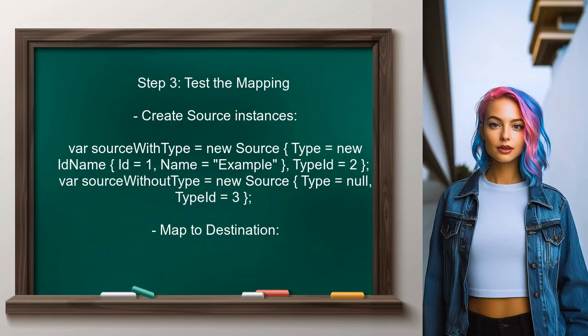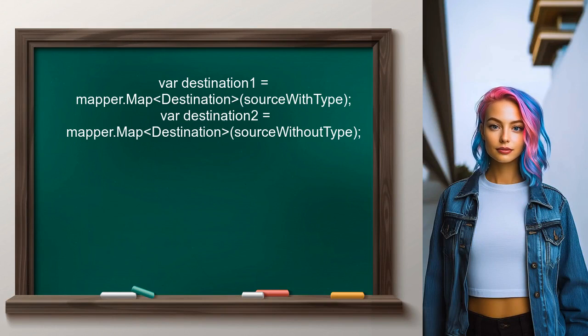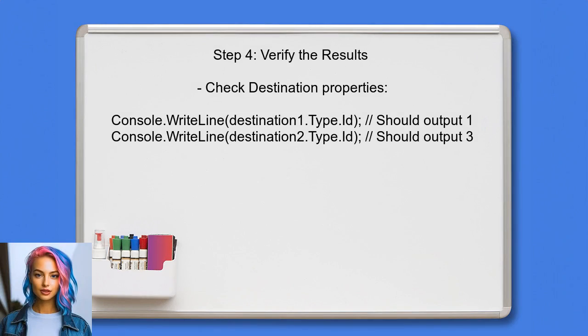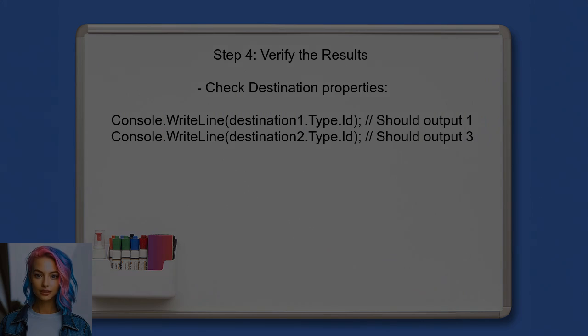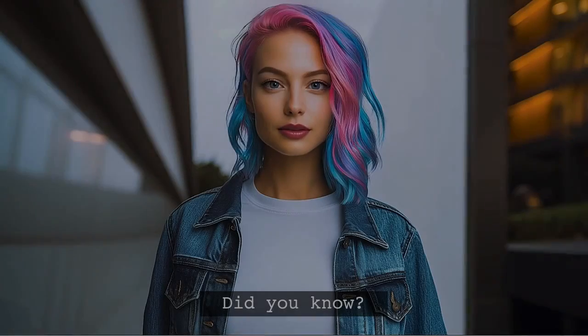After setting up the mapping configuration, the user should test the mapping to ensure it works as expected. This can be done by creating instances of the source class with different scenarios, including cases where type is null. Finally, the user should verify the results of the mapping. They can check the properties of the destination objects to confirm that the mapping was performed correctly based on the conditions set.